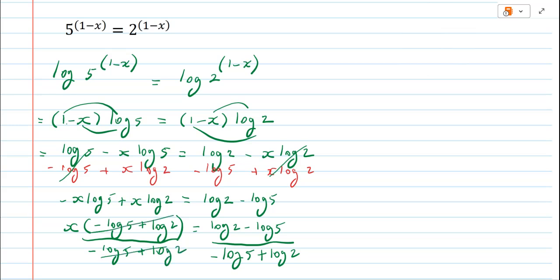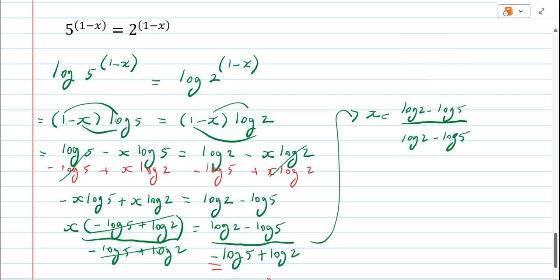So what will happen is that that divides as 1. So the final answer here, x, is log 2 minus log 5 all over log 2 minus log 5. And notice what I just did. I switched the log 2 and negative log 5. I switched the order. I just want to make sure that you see that. That's log 5, negative log 5, and that's log 2. So these two statements are identical to each other.